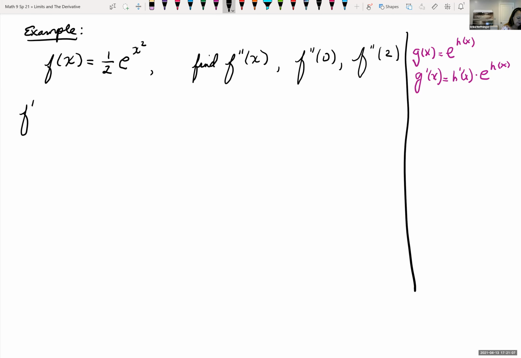So taking the derivative of f of x, we're going to keep that 1/2 there. We're taking the derivative of our exponent. So the derivative of x squared is 2x, all times the original e, so all times e to the x squared. So let's clean it up before we take the second derivative. Well, 1/2 times 2x, the 2's cancel, and we're just left with x times e to the x squared.